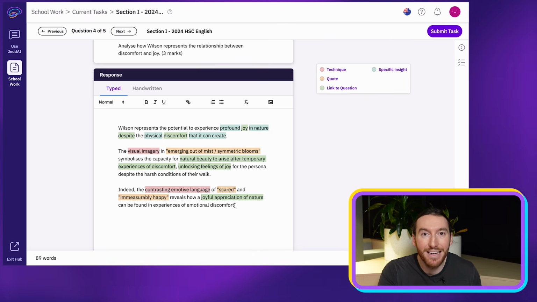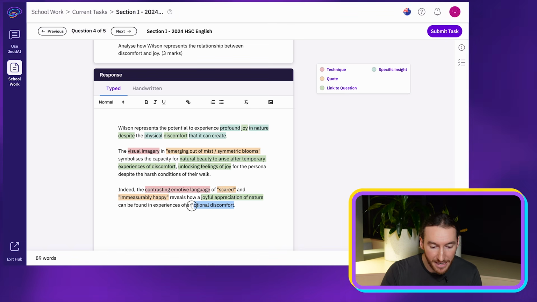Again, scared is an emotion, emotional discomfort. I connect that scared point to the question by actually saying emotional discomfort, not just repeating the question and saying discomfort. You're not going to get marks if you simply say the words of the question. You have to expand on them and actually say something specific, which you can see all of these are doing.